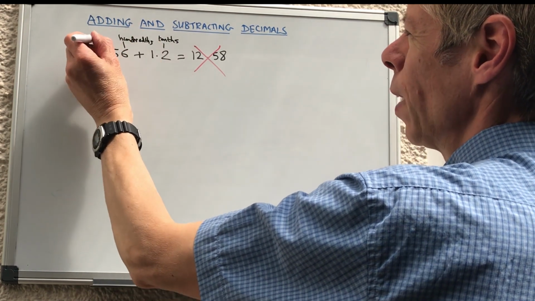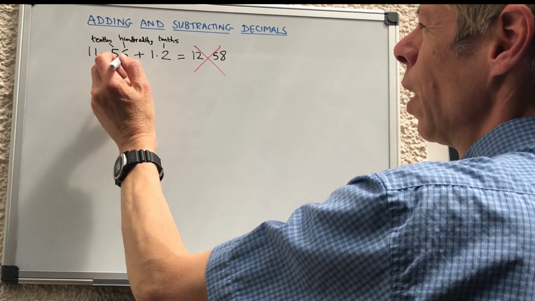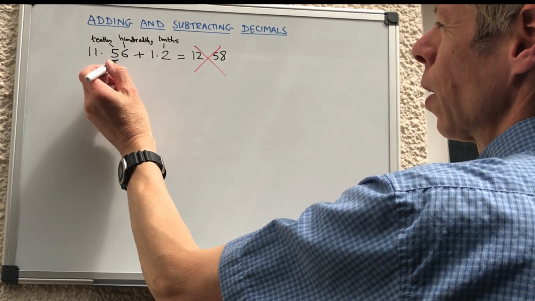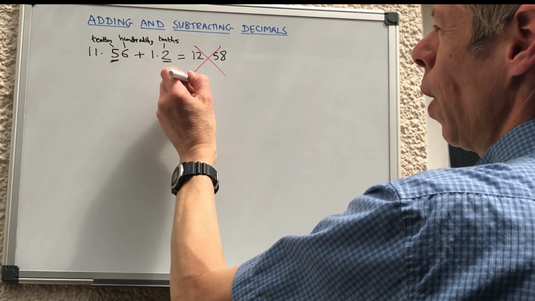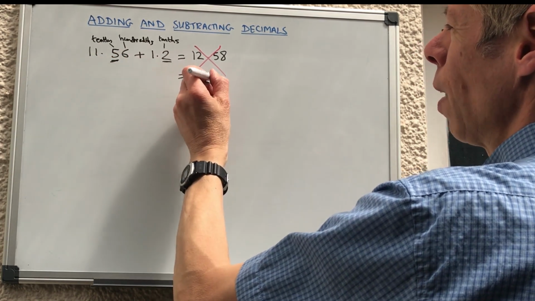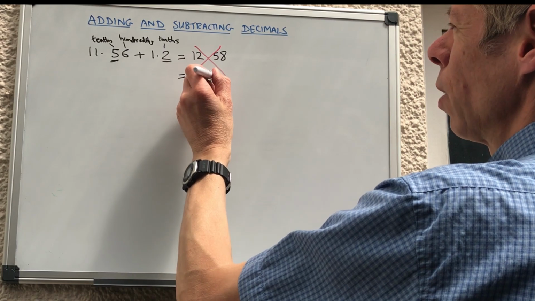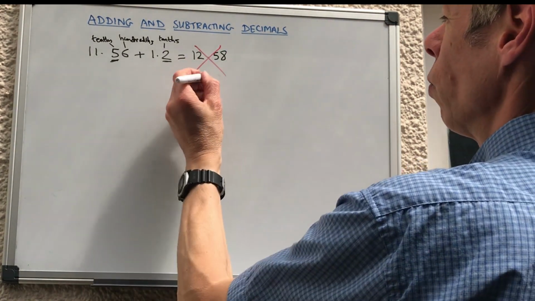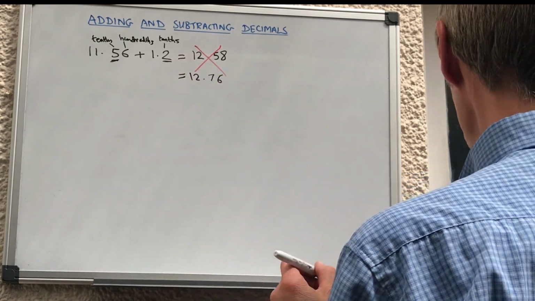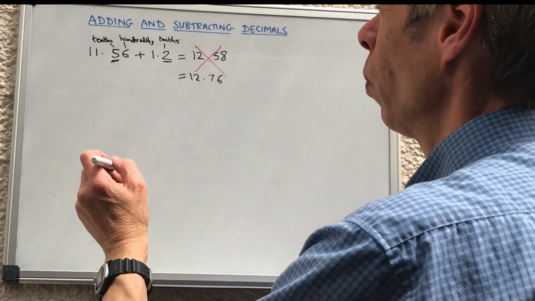Whereas that 5 is in the tenths. So what we've got to do is add the tenths column to the tenths column. So that would give us 12.78. See, I've added it on both sides now. This is a perfect illustration of why we're going to do it as a column addition.